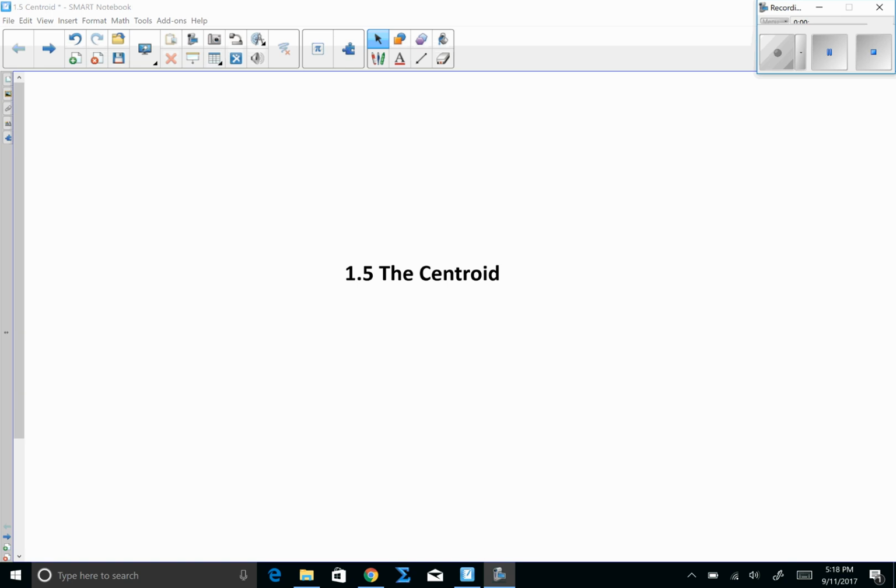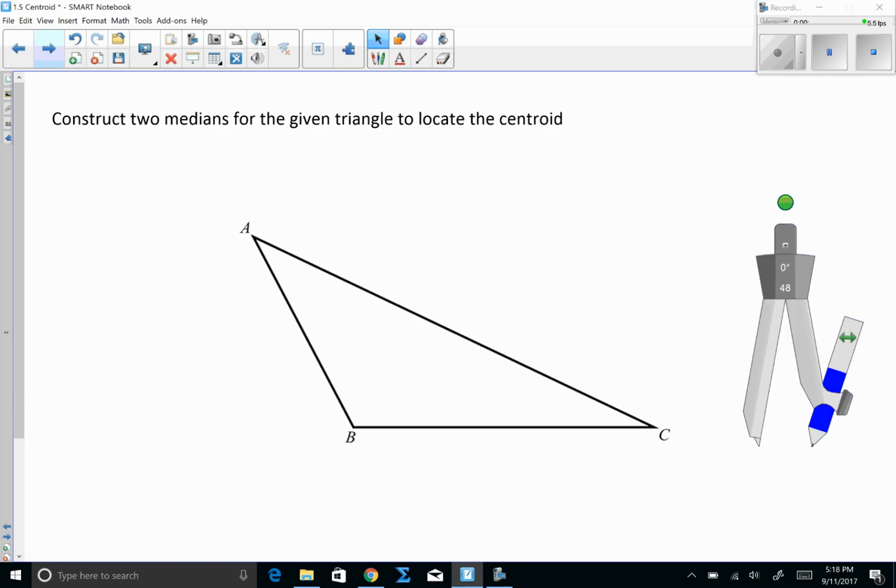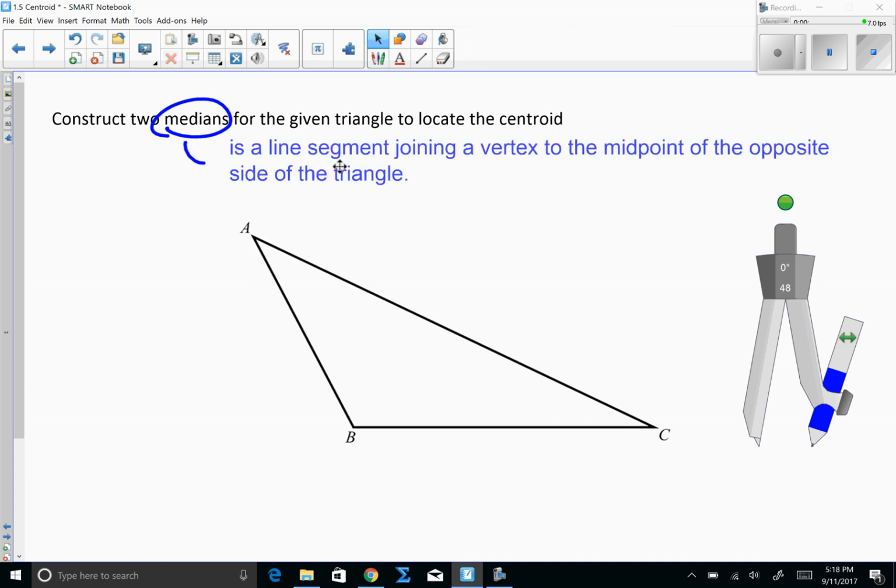1.5, the centroid. Now, first we need to know what a centroid is. A centroid is a point of concurrency inside of a triangle that is formed by the intersection of medians. All right, so what is a median? A median is a line segment joining a vertex to the midpoint of the opposite side of the triangle.